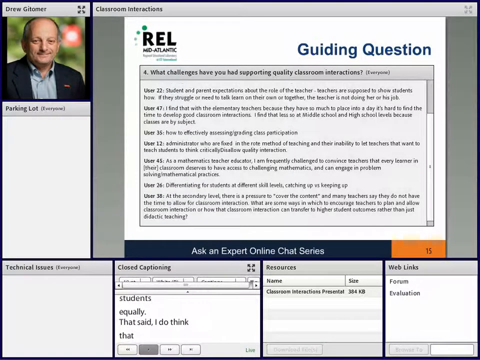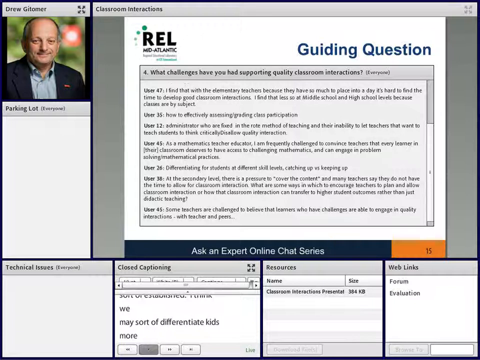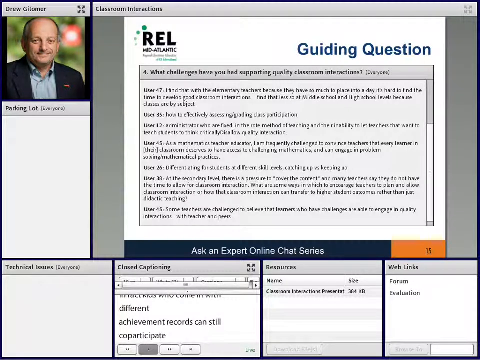That said, I do think that there are ways, and they've been established. I think we may differentiate kids more than they need to be differentiated, and we see plenty of examples where kids who come in with different achievement records can still co-participate in academic experiences. But again, that requires some support for the teachers to understand how to do that well.